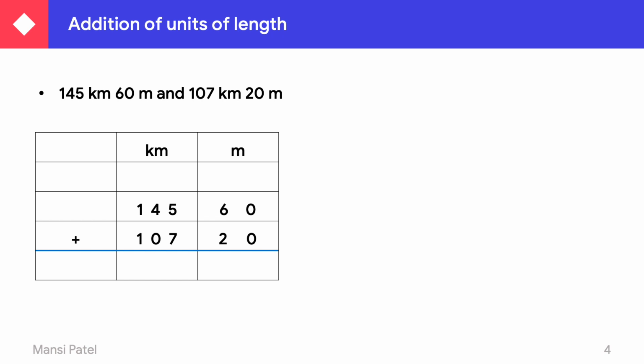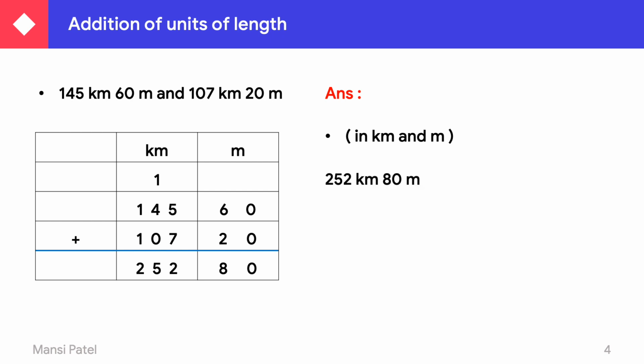Now do the addition of 60 and 20. It's 80 meter. Then after, do the addition of 5 and 7. So 5 plus 7 is 12. 2, and 1 in the carry. Then 1 plus 4 is 5, and 1 plus 1 is 2. So we can say that 252 kilometer. So our answer in kilometer and meter is 252 kilometer and 80 meter.